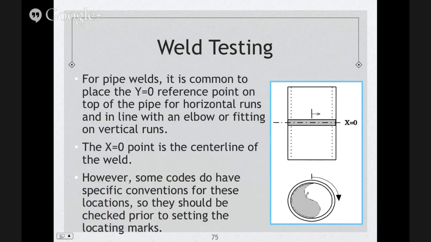For pipe welds, it is common to place the Y0 reference point on the top of the pipe for horizontal runs and in line with the elbow or fitting on the vertical runs. The X point is the center line of the weld. However, some codes do not have specific conventions for this location, so they should be checked prior to setting the location marks.